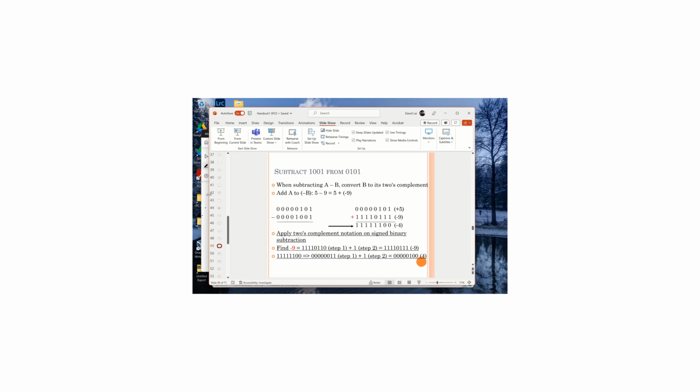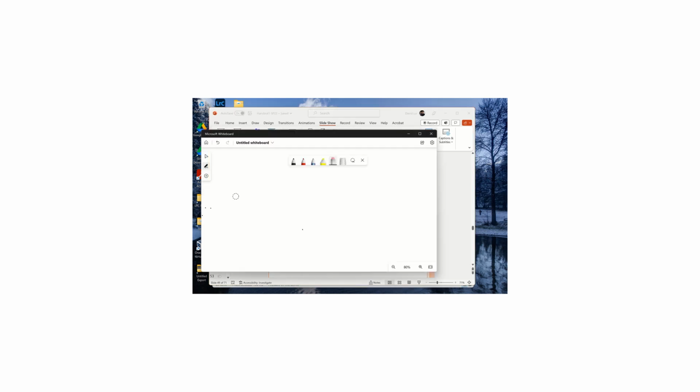6 ones and 1, 0, 0. 1, 1, 1, 1, 1, 1, 0, 0. My assertion is that this represents minus 4. So how do you prove that?